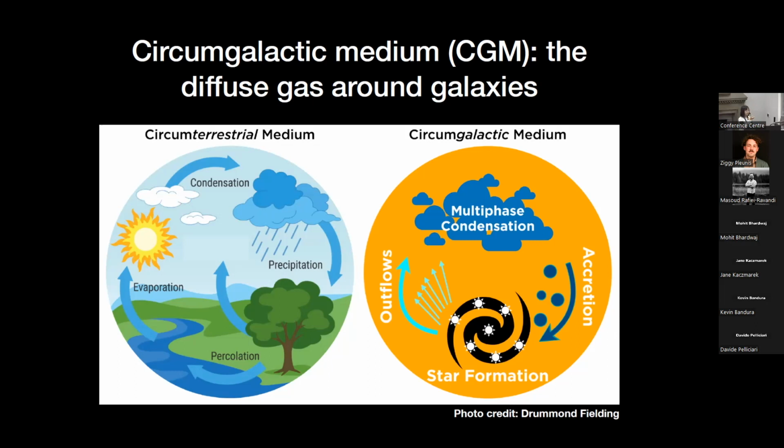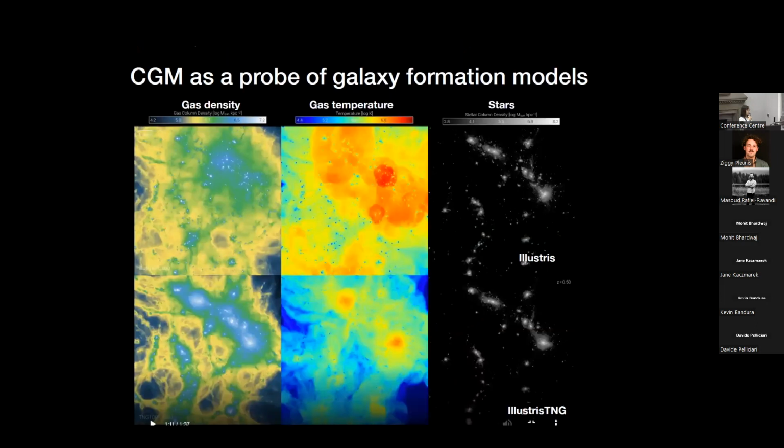Immediately you see that the properties of the CGM are shaped by the galaxy formation process. Here's a comparison between Illustris and Illustris TNG. These galaxy formation simulations are calibrated using the redshift 0 stellar mass function. If you look at the stellar column density shown on the right, they are very similar between these two simulations.